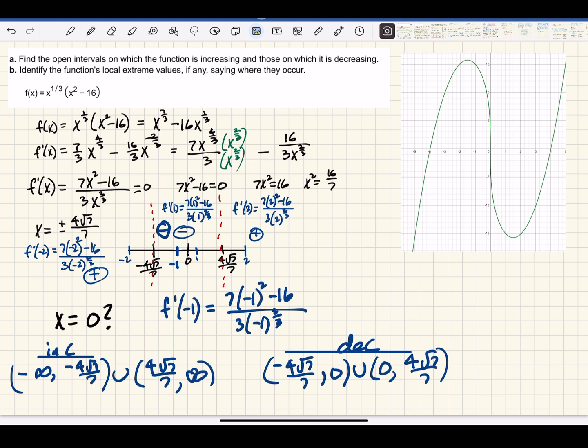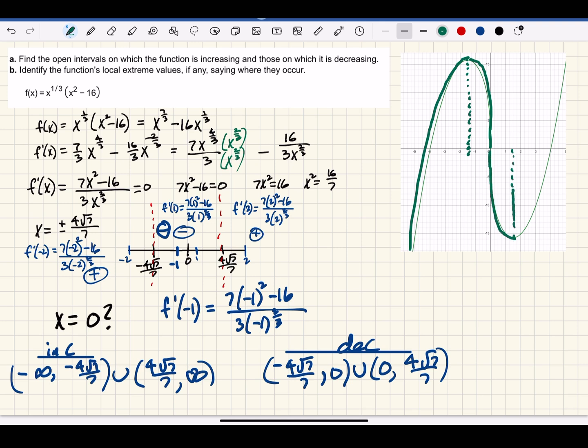Looking at the graph of the function, we can see the shape of the graph and these intervals of increase and decrease that we found using the first derivative. The graph is increasing until we get to this point, and then decreasing with a vertical tangent line at 0, and then decreasing again until we get to this point, which is 4 times the square root of 7/7, and then continues to increase again.